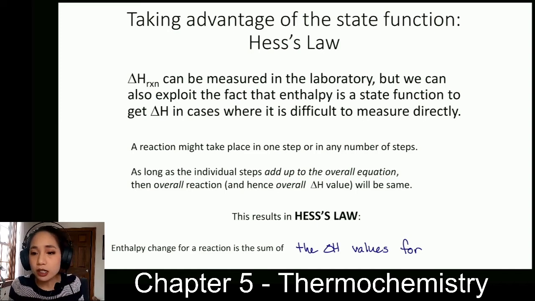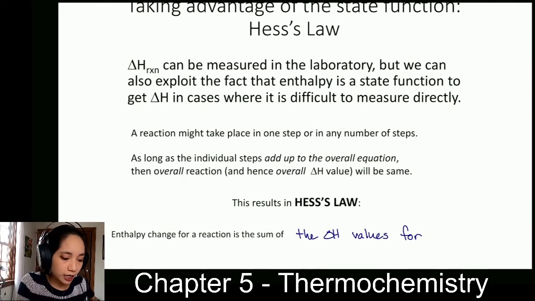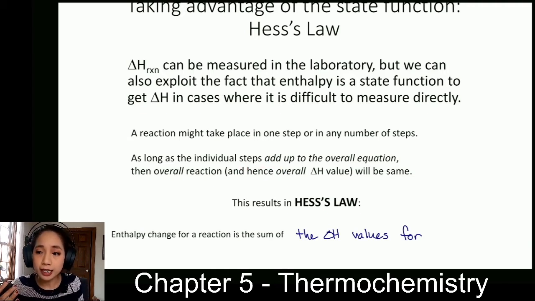So when we calculate enthalpies, because it's a state function, we don't have to calculate it in one step. We can combine multiple reactions in multiple steps to get to the same answer. And so that's what I mean here. As long as the individual steps of a reaction add up to the overall equation that we're trying to calculate, we can calculate the delta H value using what's called Hess's law.